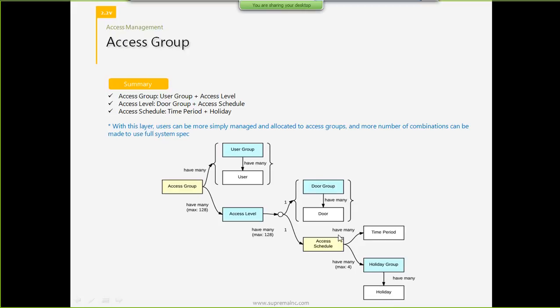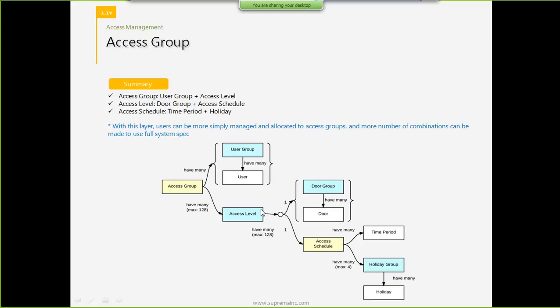Now, using this access schedule, you combine it with a door and you create an access level. So an access level is a combination of doors and access schedules. So for an access level, you can set main gate from 8 a.m. to 5 p.m., 16th floor, 24/7. You can set it like this. Now, this will be just for the privilege itself.